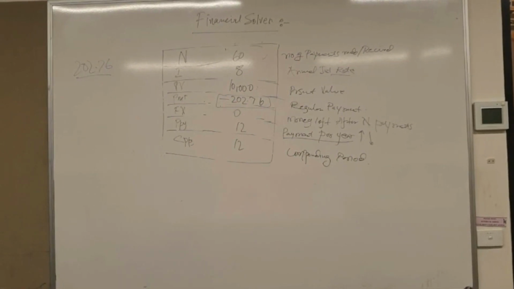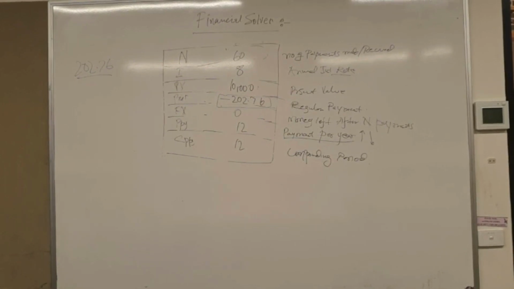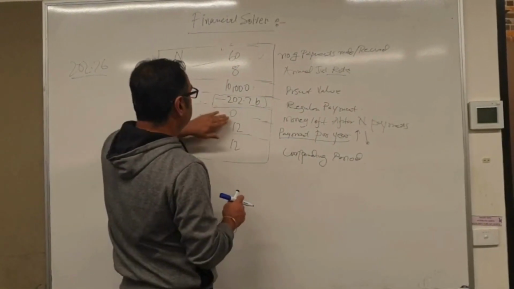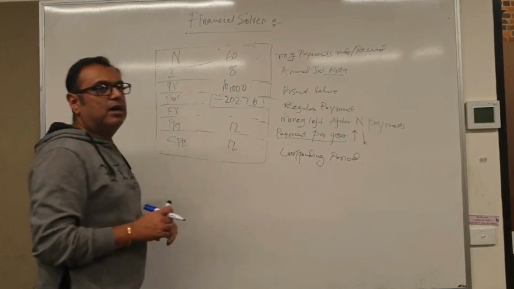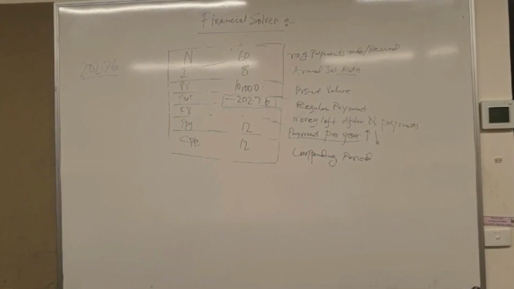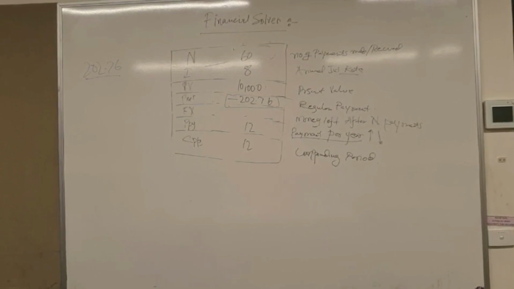So, if you go to your financial solver with this value here, check the future value. How much will your future value be? Can someone check that? 0.29. It's not 0, it's 0.29.